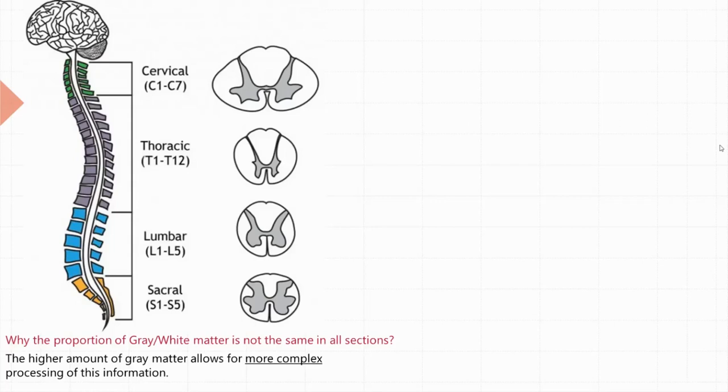In contrast, for example, the lumbar segments of the spinal cord have a higher proportion of white matter compared to the gray one. And this is because the lumbar segments are primarily involved in the transmission of sensory and motor information to and from the lower limbs and only the lower limbs. So the lower amount of gray matter in the lumbar segment reflects the simpler processing requirements of the information.